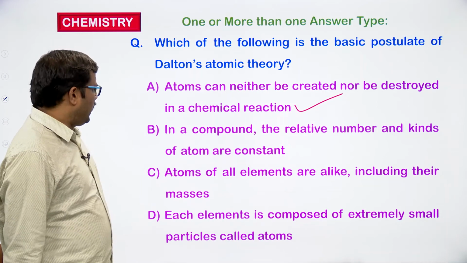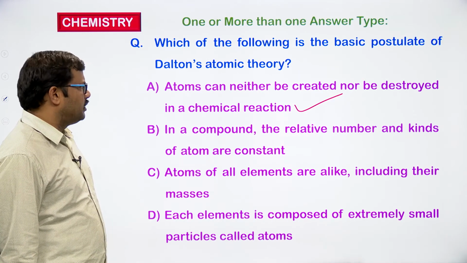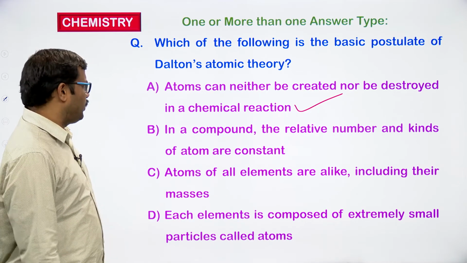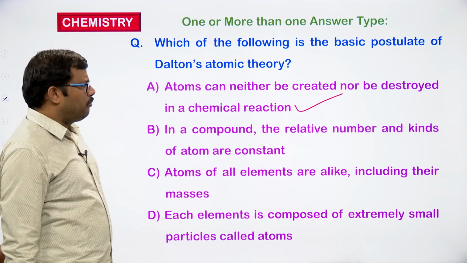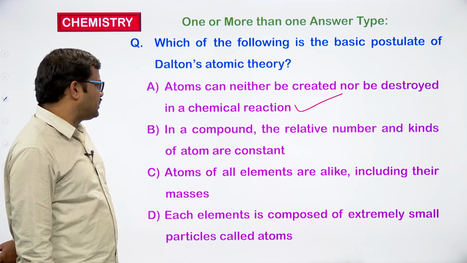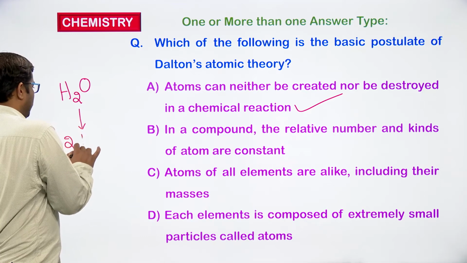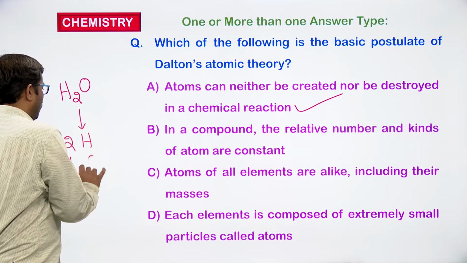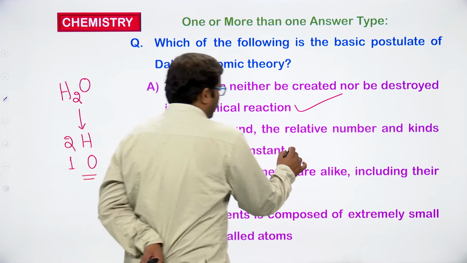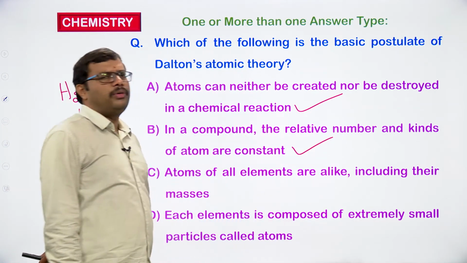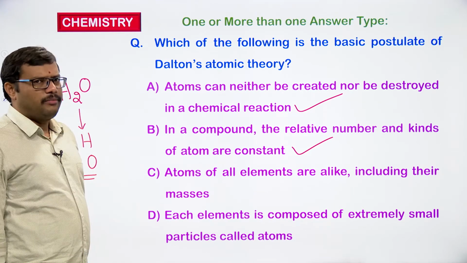In a compound, the relative number and kinds of atoms are constant. For example, if you take water, the relative number as well as the kinds of atoms are constant. In the case of water we have 2 hydrogen atoms and 1 oxygen atom. So the number as well as the kind of atoms are going to remain constant. That is to say that a compound will have a constant proportionality of the elements combination.